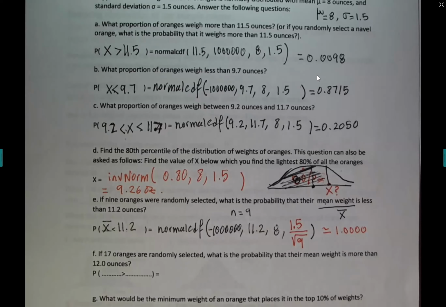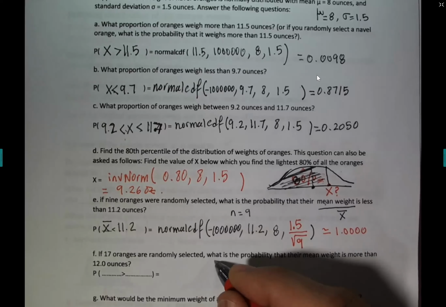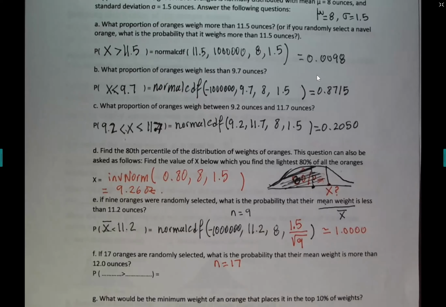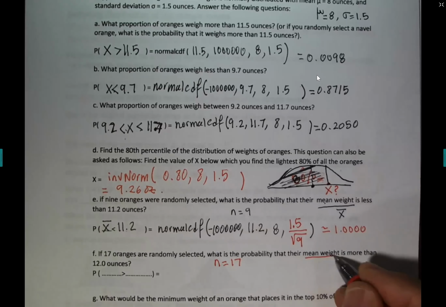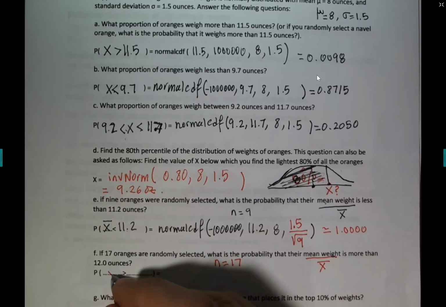Next, F. If 17 oranges are selected at random, so n is 17 now, I'm changing the sample size. And remember, guys, once you see a sample size more than 1, the question is not going to be about x, it's going to be about x bar. What's the probability that their mean weight, watch, guys, it says mean weight, is more than 12 ounces.